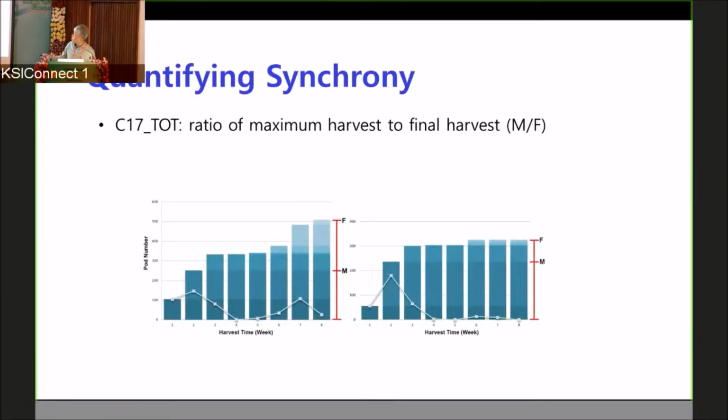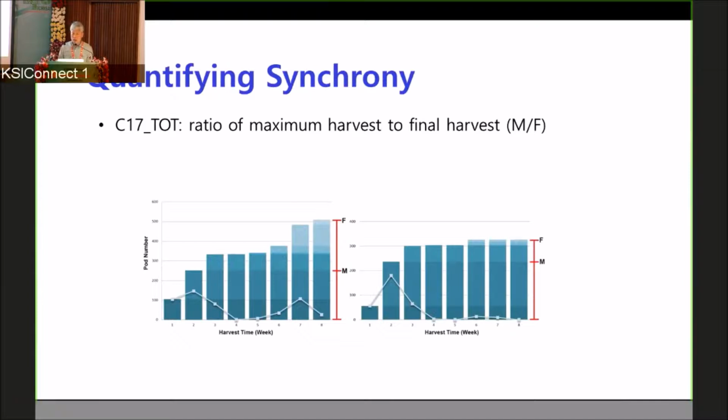We developed some parameter for quantifying synchrony. This is the number of pods matured each week. So these are two different genotypes. In one, if you harvest the pods, you can see another peak later, probably 7 weeks after the first harvest. Because of two harvests, farmers should harvest 2 times.